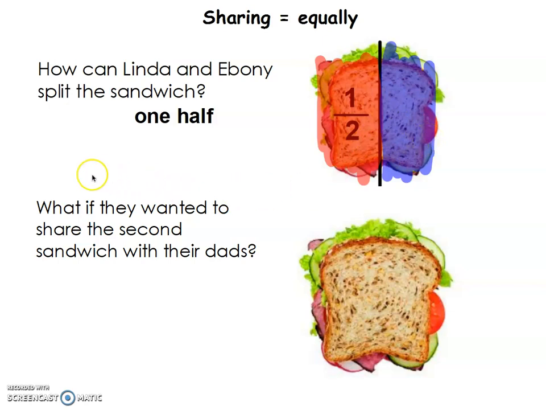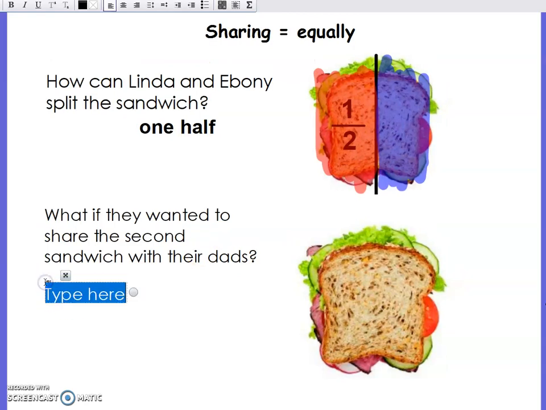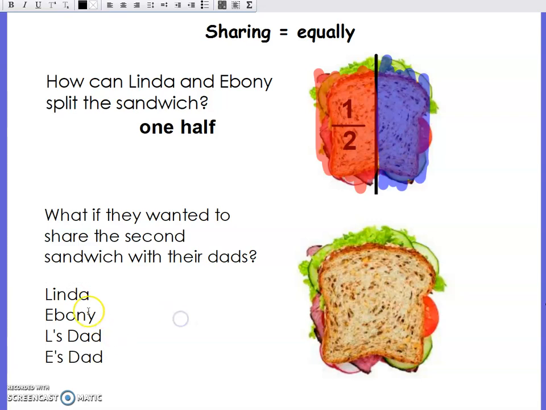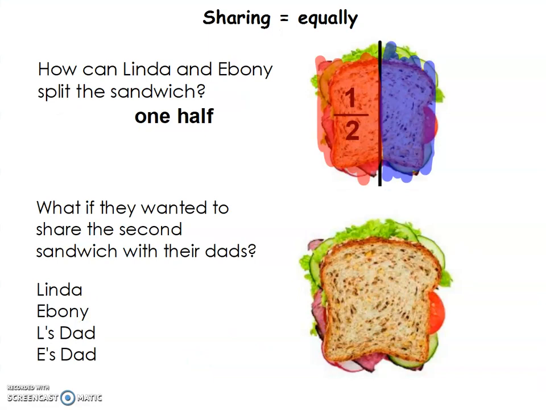We're going to talk about another one and say, well, let's say they had a second sandwich. And what if they wanted to share the second sandwich with their dads? Okay, so let's list the people really quickly just to make sure that we know who's involved. We have Linda, we have Ebony, we have Linda's dad, and we have Ebony's dad. So how many people is that total? That's 4. Okay, so we know that we can split this sandwich in half, and that gives us 2 equal parts. But that only gives us 2, and we said that we needed 4.